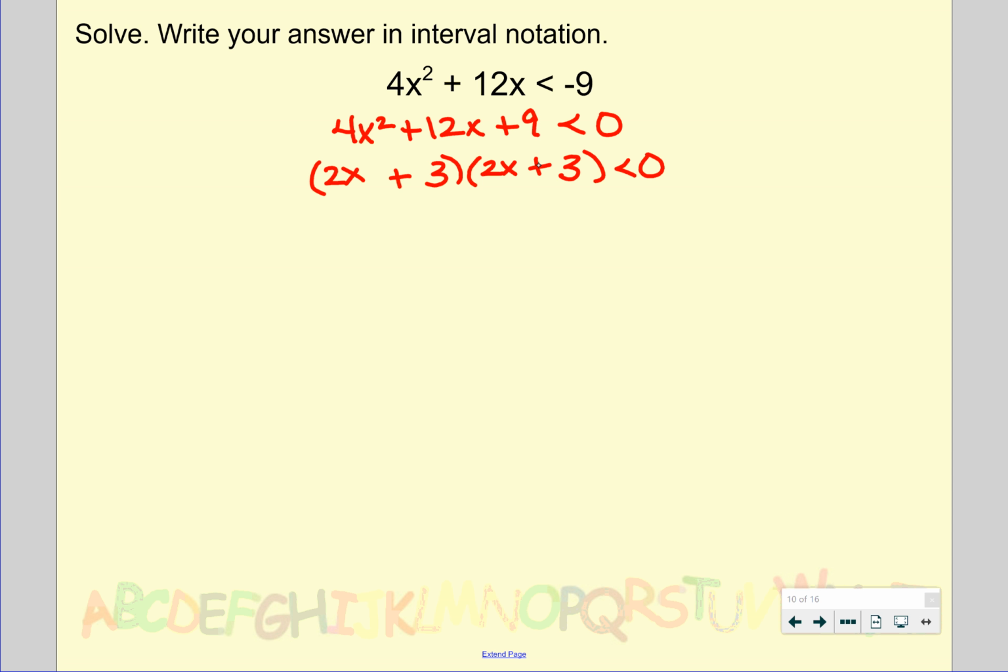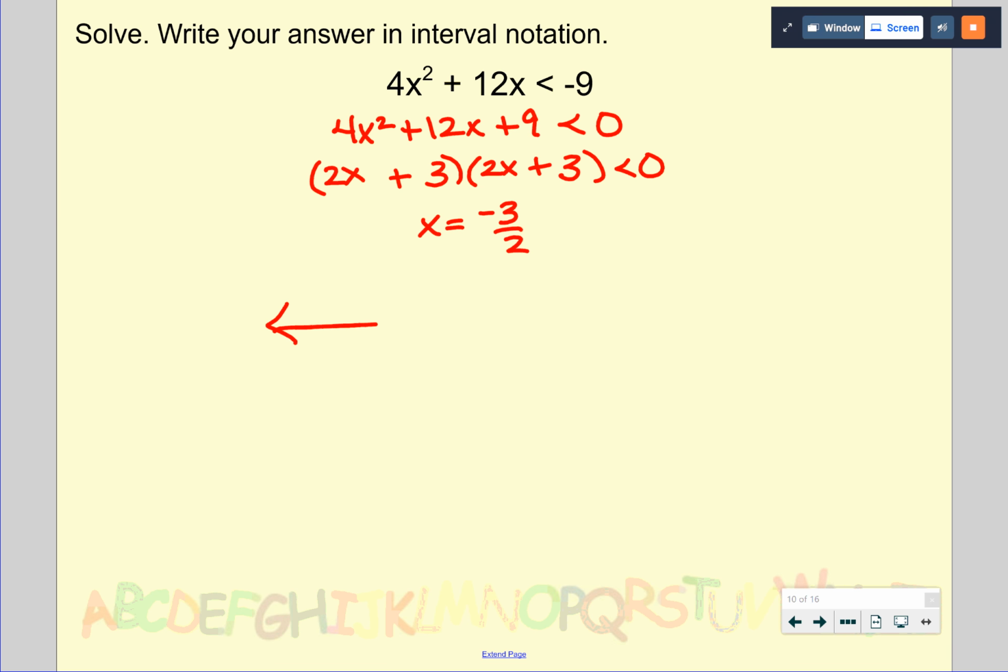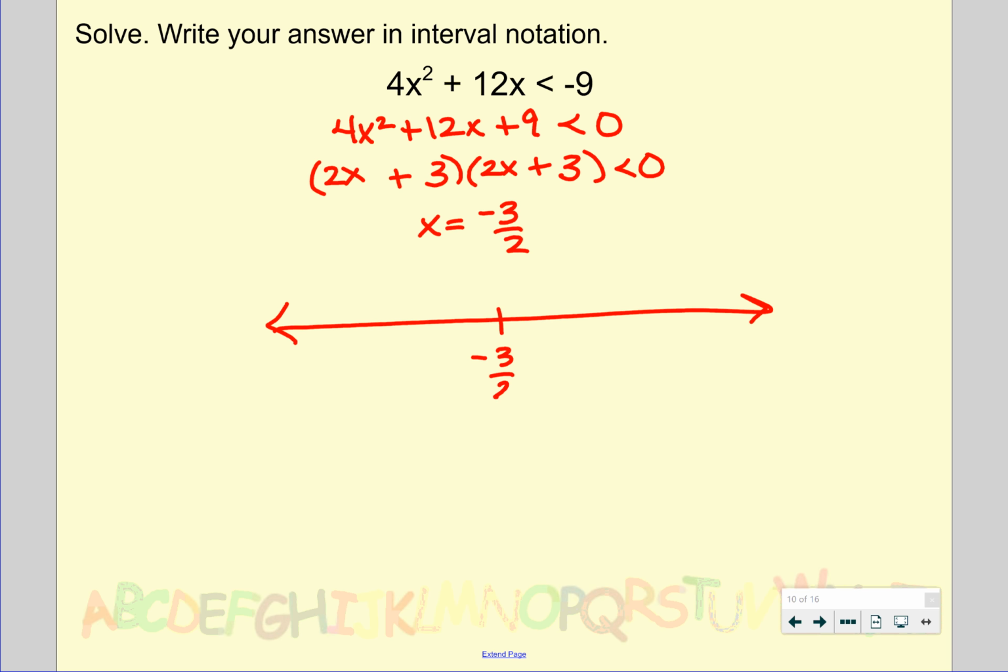So either way then, if I set that equal to 0, what am I going to get? X equals negative 3 over 2. And if you use the quadratic formula, that's the answer the quadratic formula would give you. Just one answer. It would spit it out twice, negative 3 over 2. All right, number line. Put your breaking point on there. And now we just have 2 intervals we need to test.